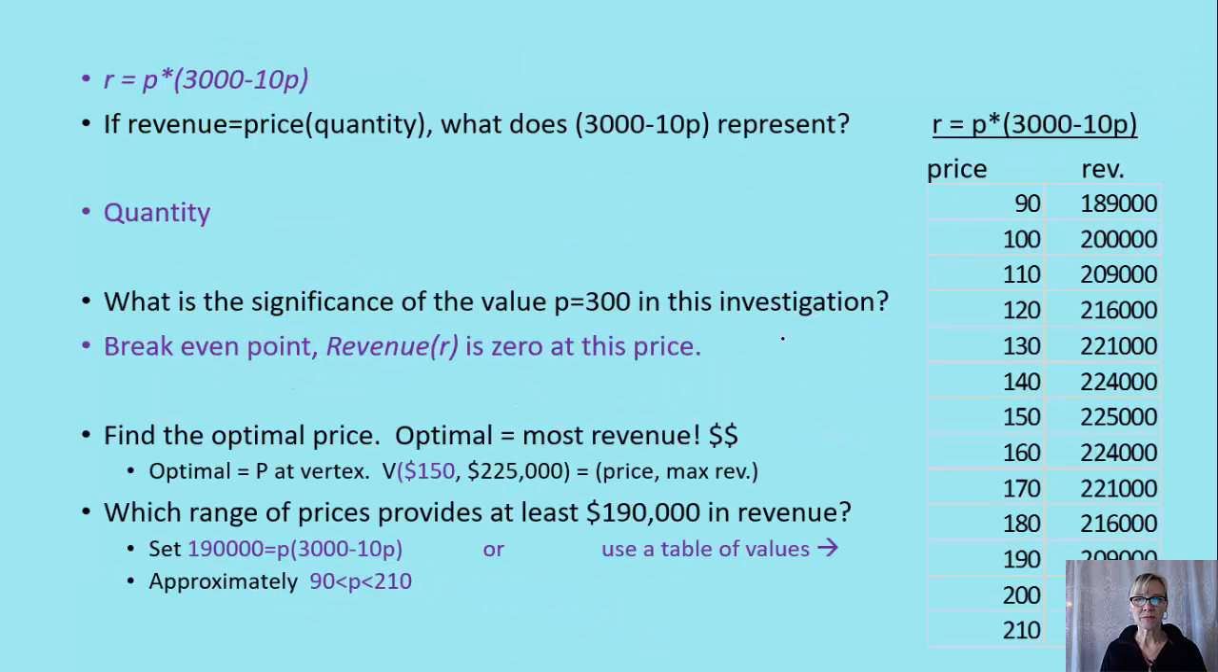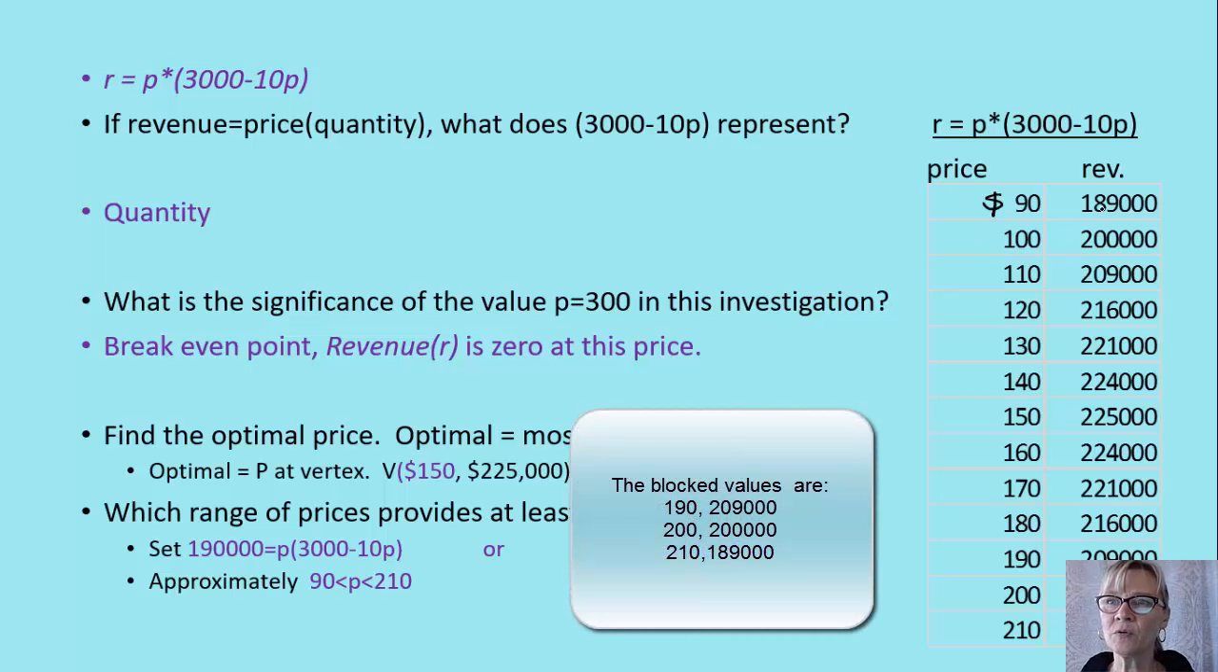Here's the piece of the table that made the most sense to share. Starting at the price of $90 per calculator, the revenue was $189,000, so very close to the amount we want, but not quite enough. And then above that is above $190,000. I went by 10, so the beginning price is somewhere between $90 and $100. And I'm not going to drill down in any more detail. I'm going to leave that for you to figure out.